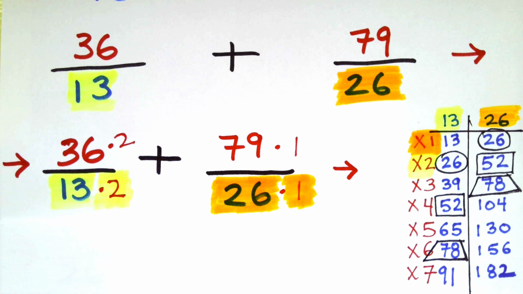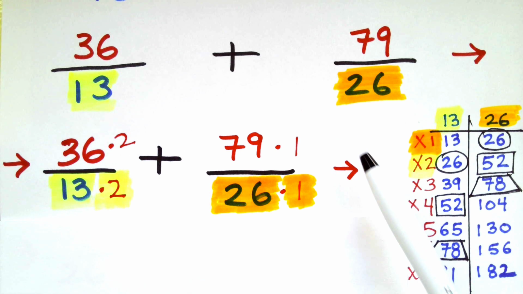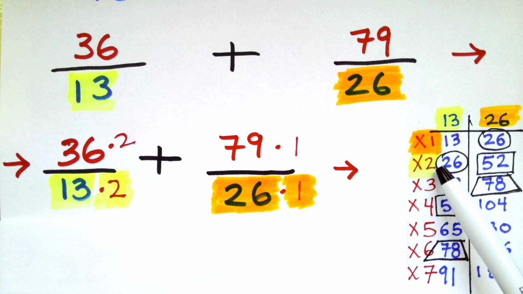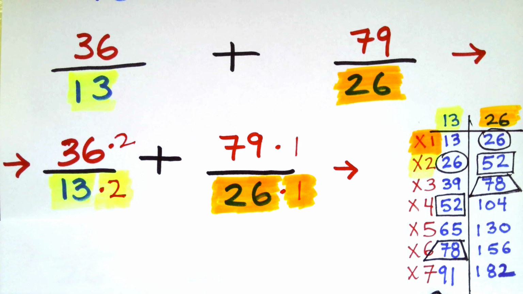Okay, so as you can see, I placed 13 and 26 on the top of my products chart to see what product, that's an answer to a multiplication problem, they both share, right? I multiply 13 times 1, 2, 3, 4, 5, all the way down to 7. And I'll multiply 26 all the way down to 7, showing me all of the products. So what product do 13 and 26 share? Well, they both share 78. They both share 52. And they both share 26.